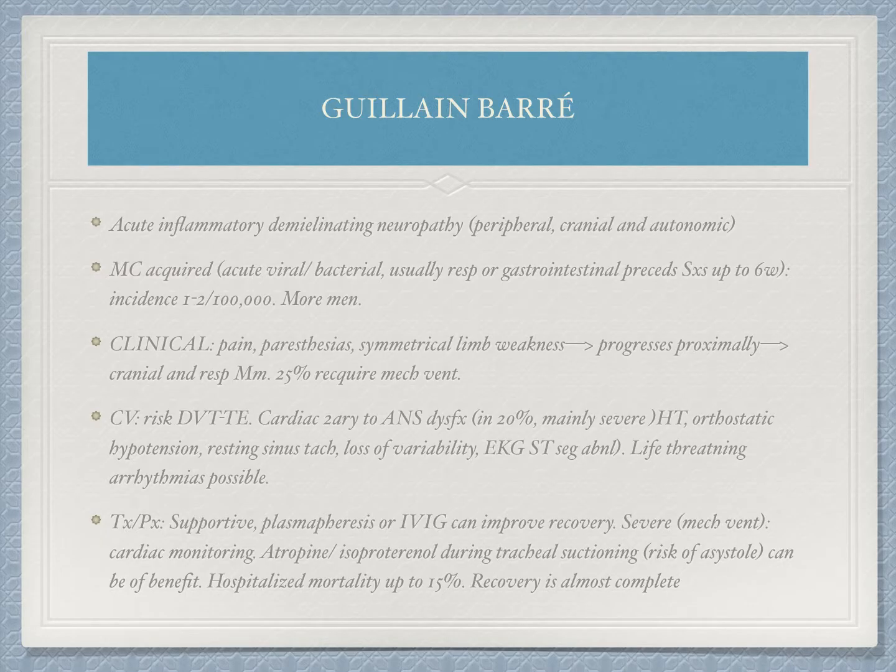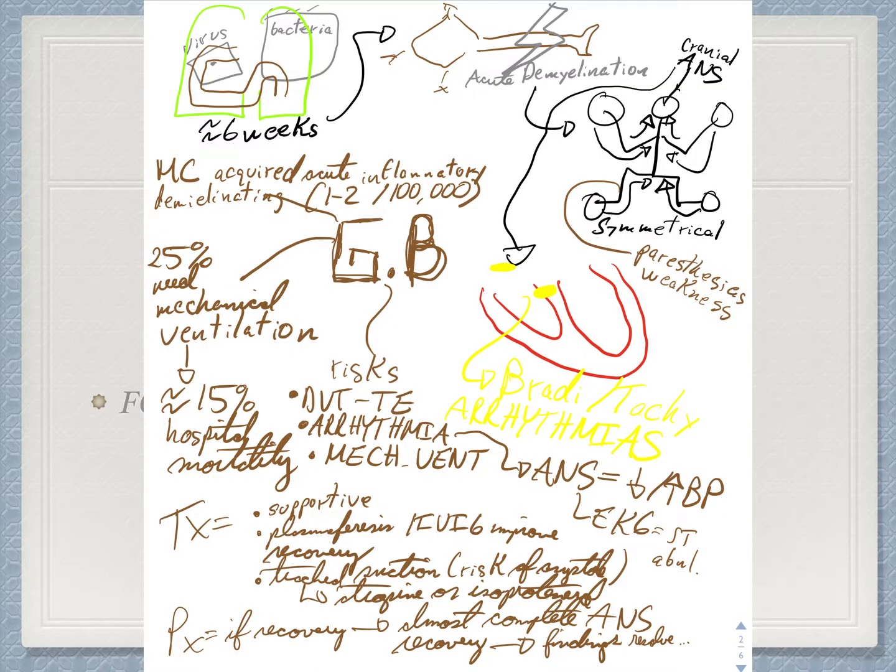Now let's go on to Guillain-Barré. Again, pause if necessary. We're going to the juicy, nice drawings. Then up left, you have virus or bacteria affecting gut or lungs. This in 6 weeks or less will produce the most common cause of acquired acute inflammatory demyelination, which is called Guillain-Barré, in 1 to 2 persons per every 100,000.